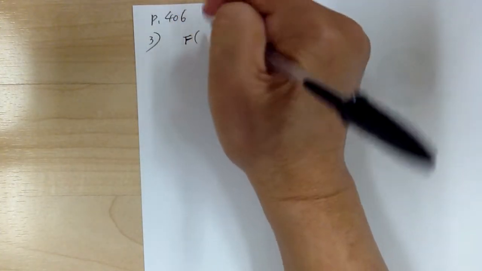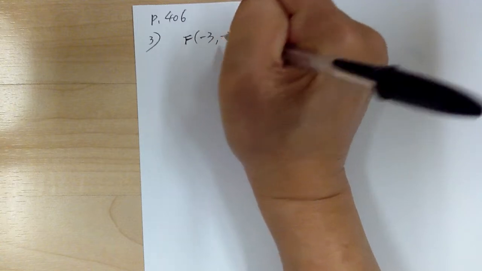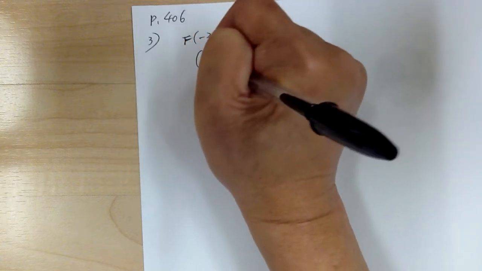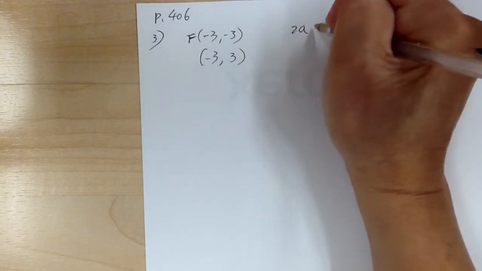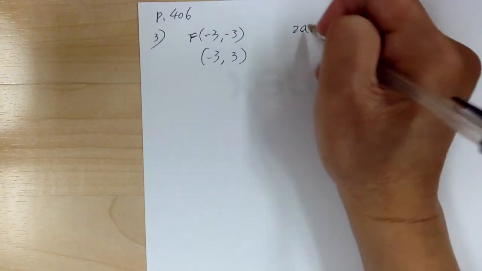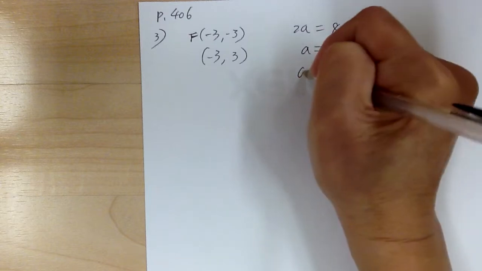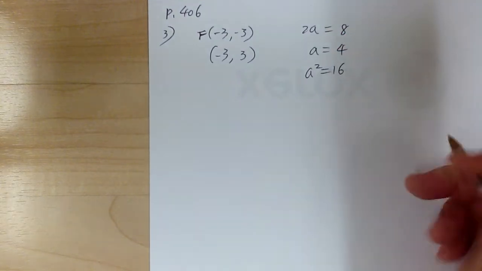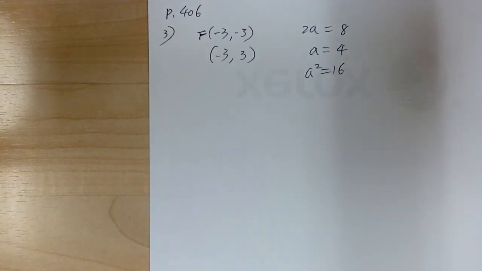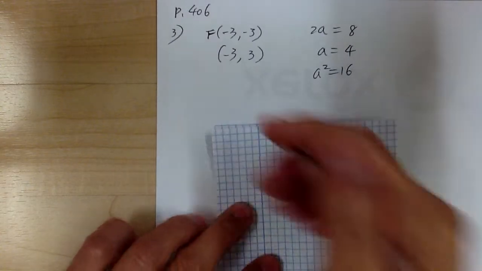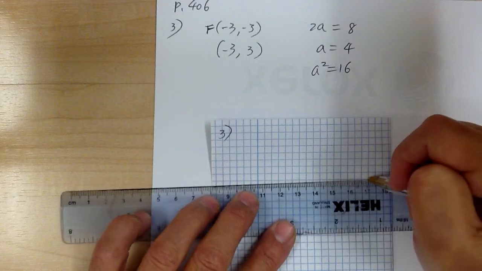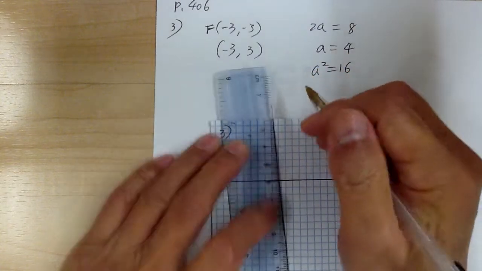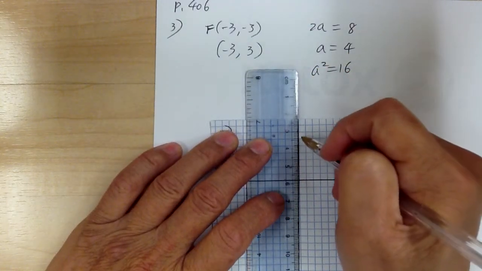So you have F at -3, -3, and at -3, +3. And the sum of the focal radii, that means 2a, is equal to 8. So right away, a equal to 4, and a squared equal to 16. Okay, so number 3. If you sketch the information, it helps you to visualize and make things a lot easier to do.